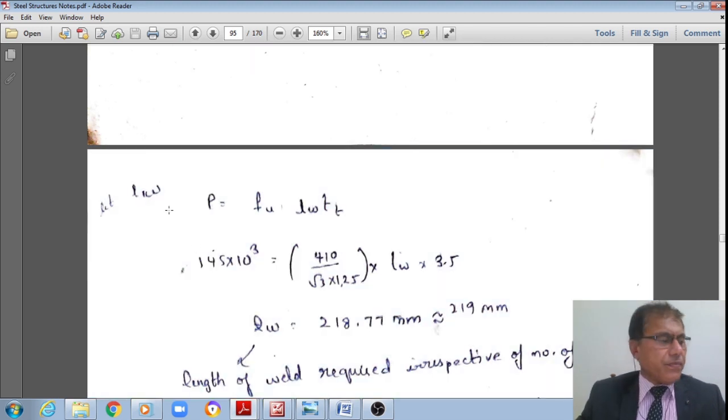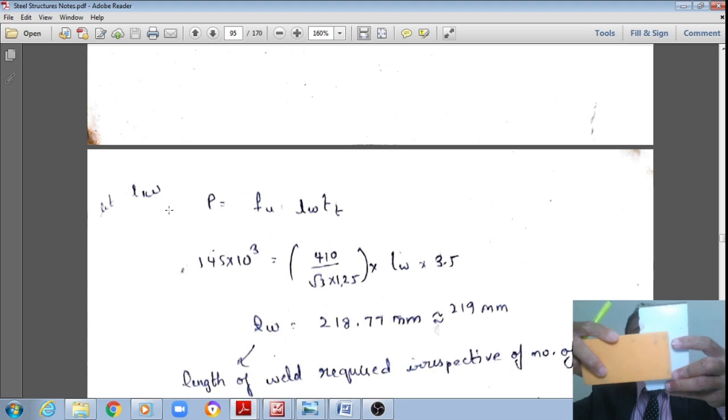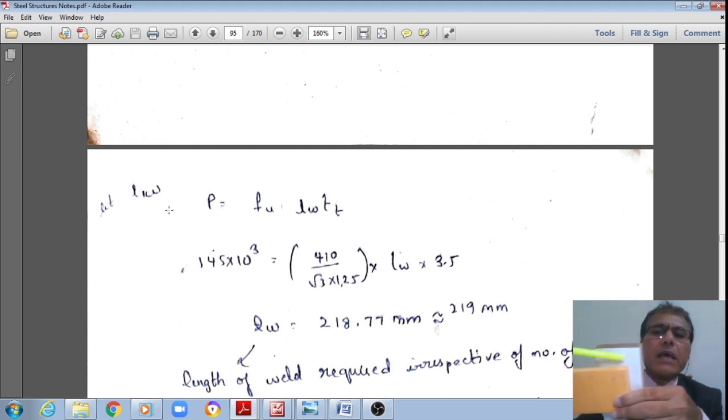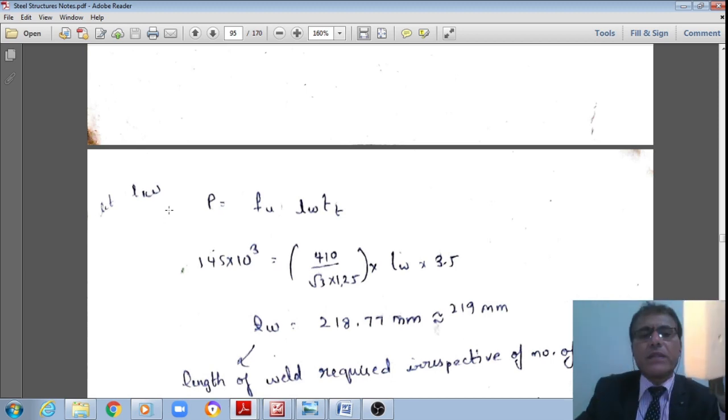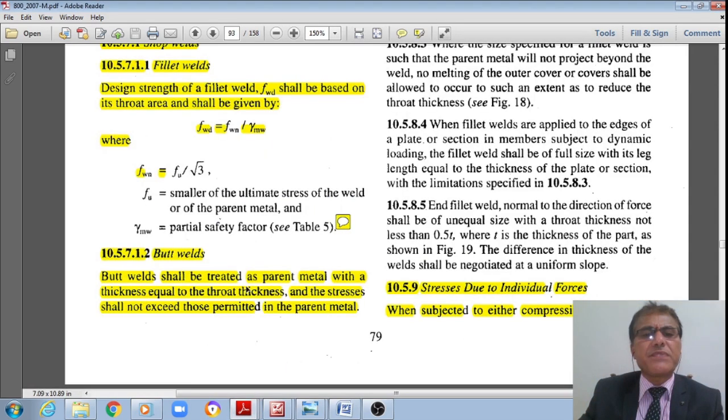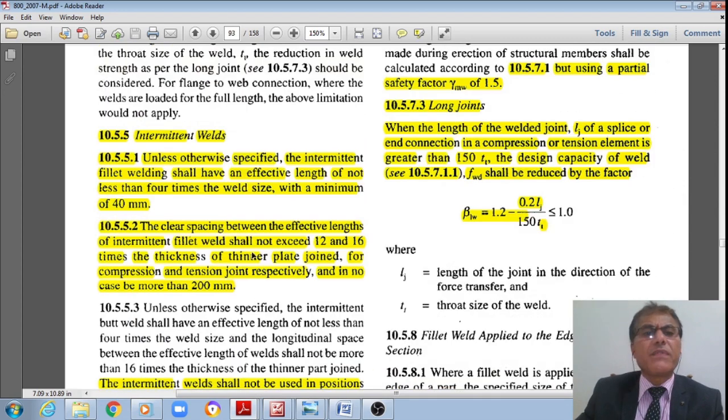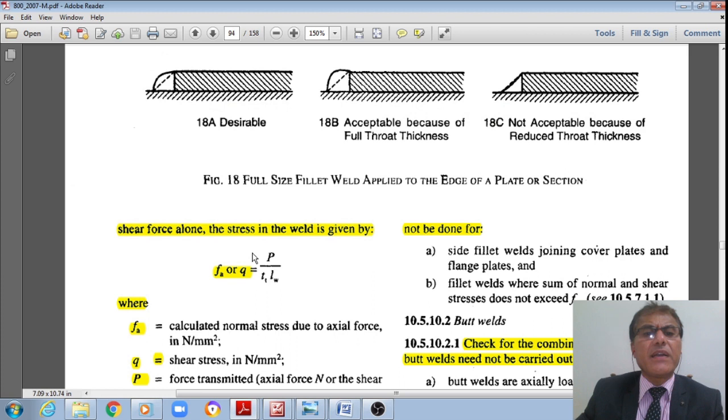Therefore, now if the tension member is to be overlapped over this gusset plate, let LW be the total length of the weld required. Now I have this from the formula of the code book. The code says that in any criteria, FARQ is equal to P divided by LW multiplied by TT. Therefore, for either shear force, tension force, or axial force, under these three criteria, the formula is the same.